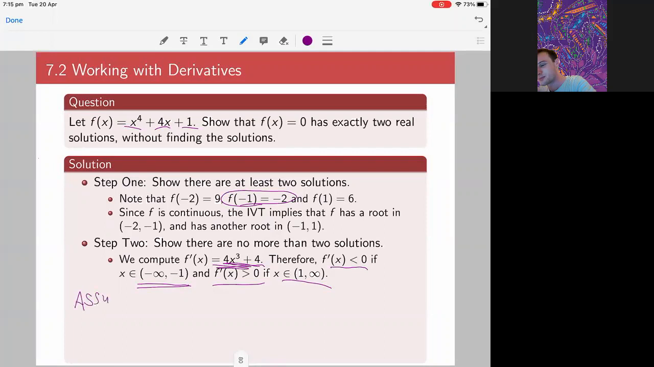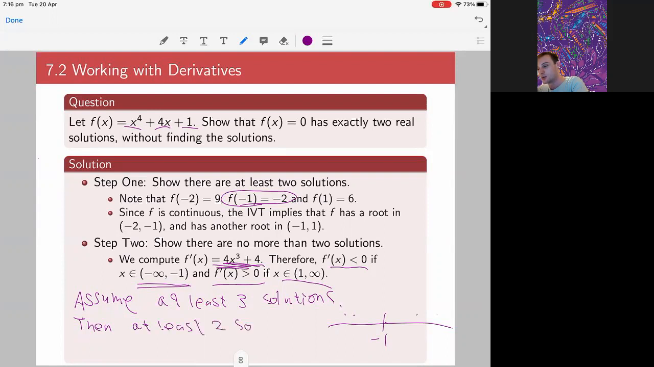So let's assume, so I'll just write out what I just said. Assume there are at least three solutions. Then, if I split my interval up here at -1, I know that -1 is not a solution, so I need to have either 2 here or 2 here. Then there are at least two solutions on this interval here, or there are two solutions on this interval here. We're now going to check these individual cases.